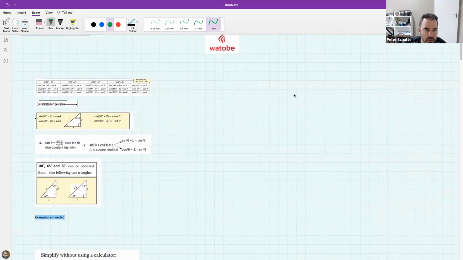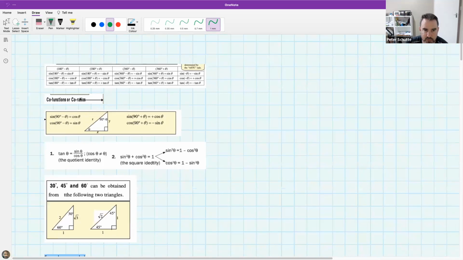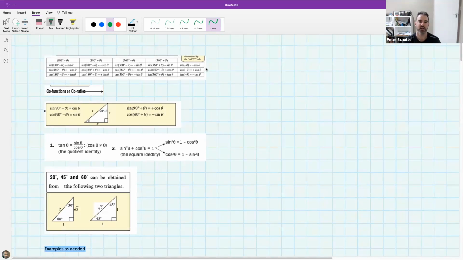Okay, so for tonight, we're in the land of trigonometry. In the previous lesson, we spent quite a bit of time talking about reduction formula, which are these types of formulas. We also have to be aware of using reduction formula with co-ratios. That was a lot of the last lesson. We also spoke about special triangles where we can evaluate trig expressions without a calculator.